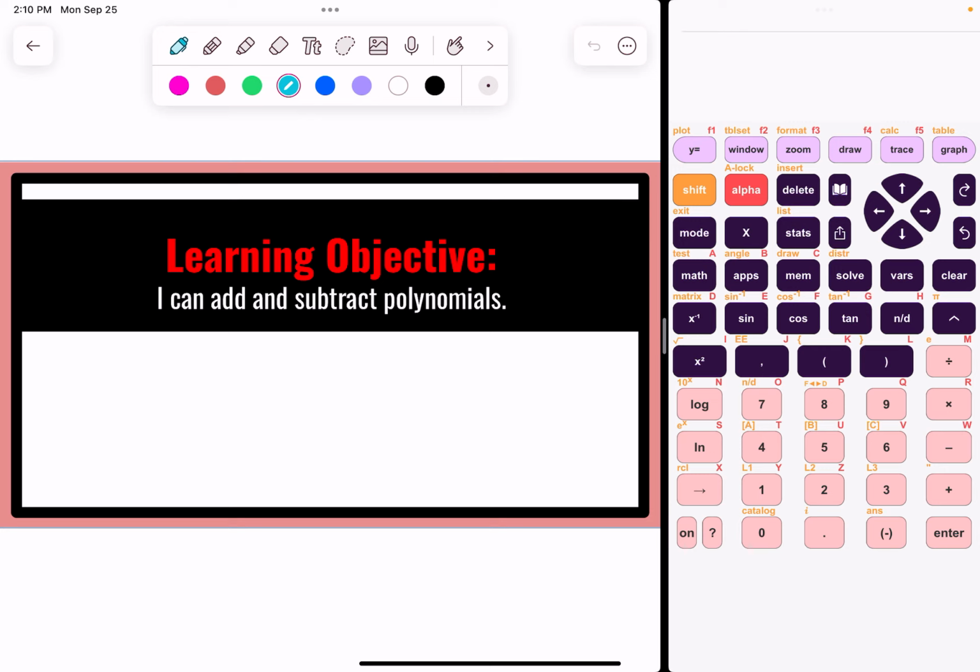Today we are going to be simplifying polynomials, which are a combination of terms, which are letters and variables, and numbers like coefficients and constants. And we are going to learn how to add and subtract these polynomials. All right, so let's get started on the do now.